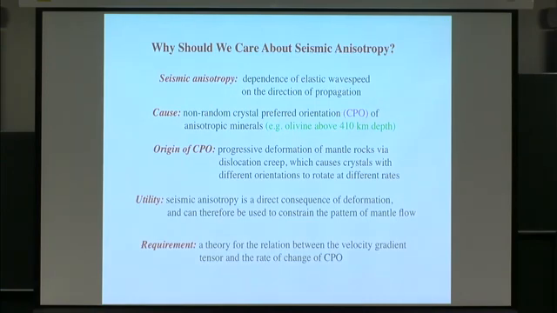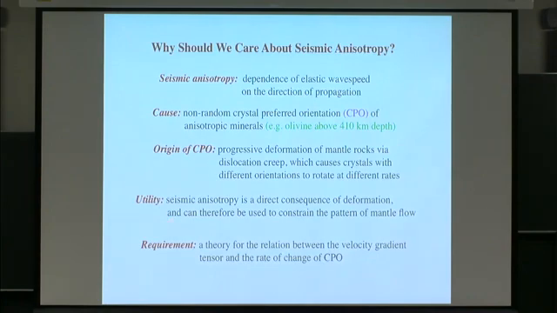What about the origin of LPO, of CPO? It's the progressive direct deformation of mantle rocks via dislocation creep, that's important, which causes crystals with different orientations to rotate at different rates. So the utility of it is that anisotropy is a direct consequence of deformation, and therefore can be used to constrain the pattern of mantle flow. It used to be said that seismic anisotropy would allow us to map convection in the mantle, but I'd say that's quite exaggerated. Saying constraints is more limited, more true.